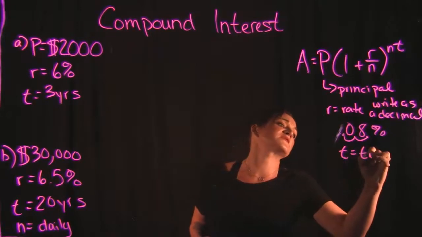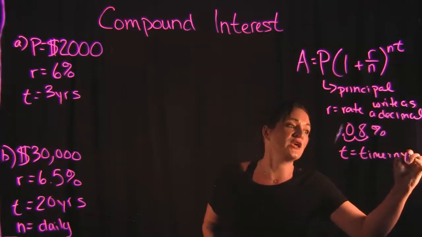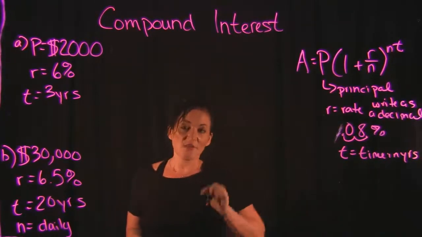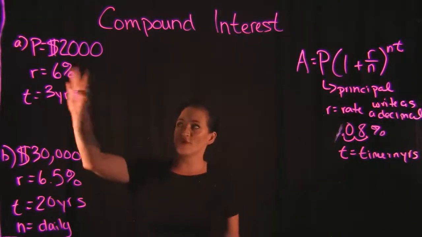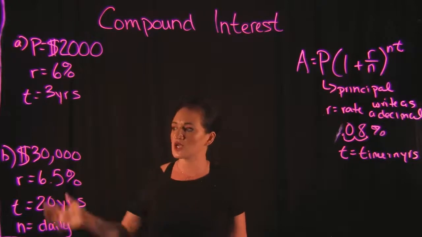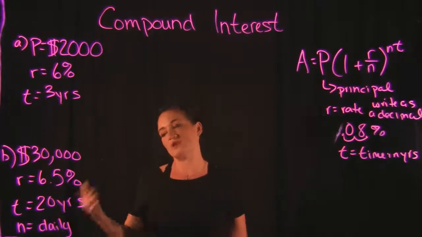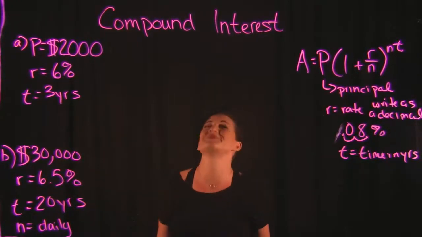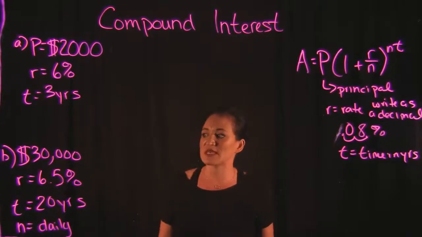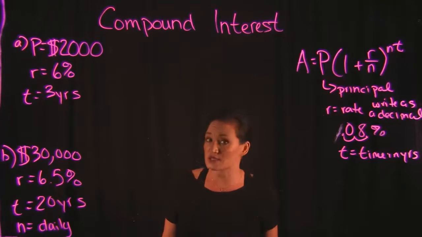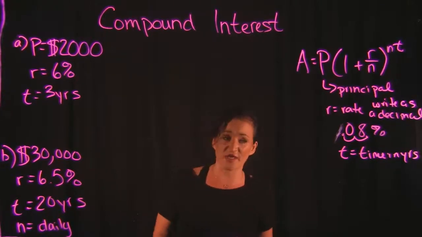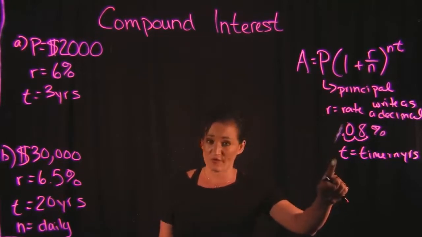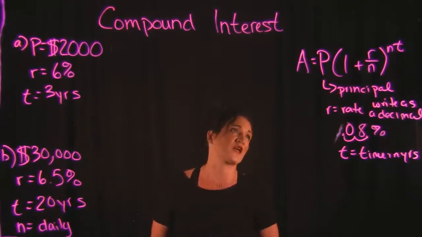T represents time in years, and that is important because with the problem, they don't always give you the time in years. You can see our first example has a time of 3 years. Our second example is 20 years. But there are some examples that will give you, like, 6 months or something like that. So then you have to understand, well, that's half of a year, so I'm going to be using half for my time, or 0.5, that kind of thing.